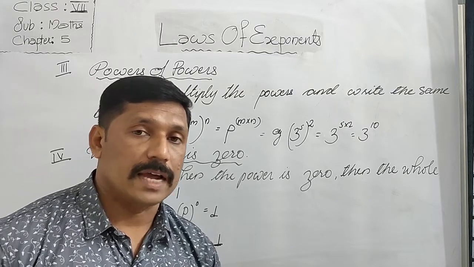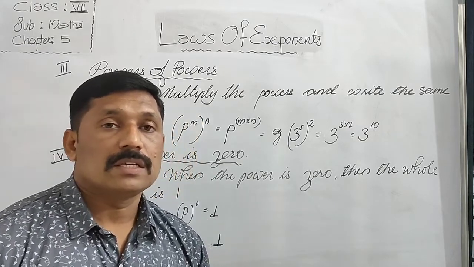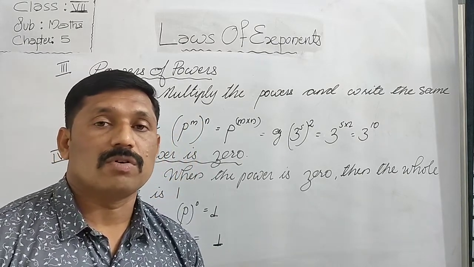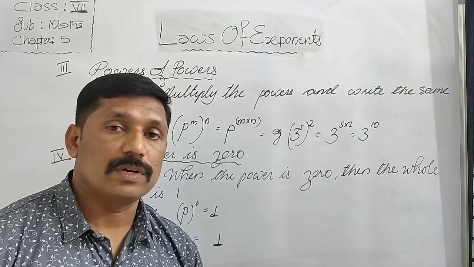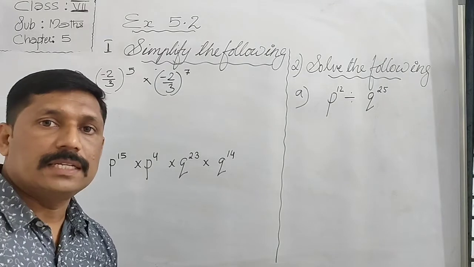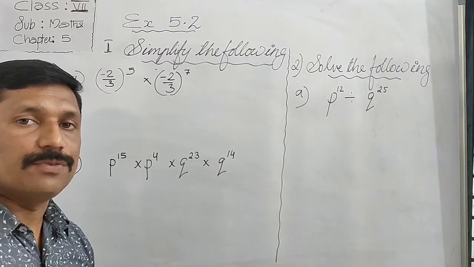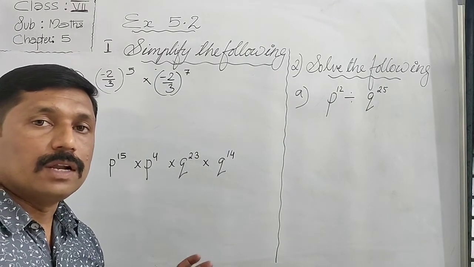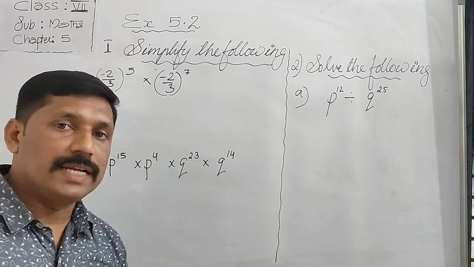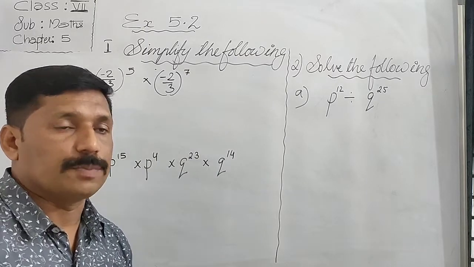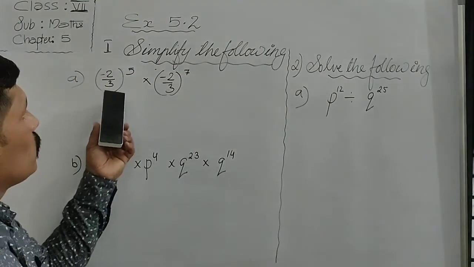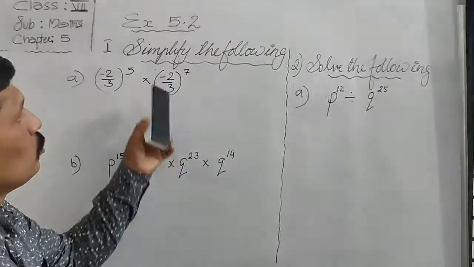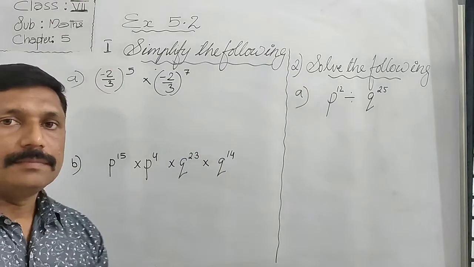laws of exponent. And now students, using these laws, we are going to solve some questions. We are moving to the next exercise, exercise 5. Simplify the following. Students, in this exercise, all the questions we solve using the laws of exponent, because we have already studied the laws of exponents. So look at the first question. (Negative 2 upon 3) power 5 into (negative 2 upon 3) power 7.